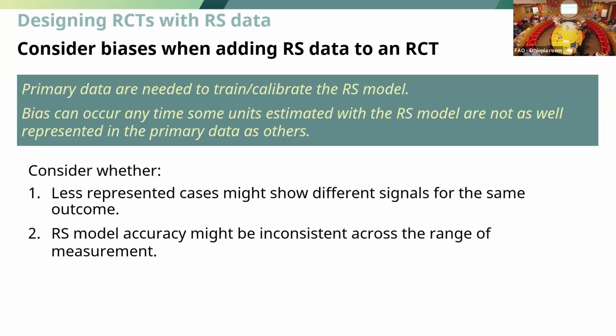Bias can occur anytime units estimated with the remote sensing model are not as well represented in the primary data as others. So if you have your treatment or control, and one group is better represented than the other, then when you're training the model, you can get a biased model. Also, if you're looking at certain groups that have more data and you're trying to extrapolate that to other hard-to-reach groups, you can introduce bias there.